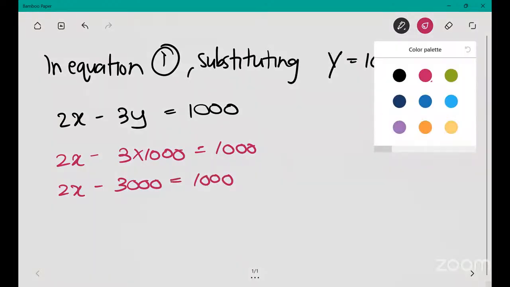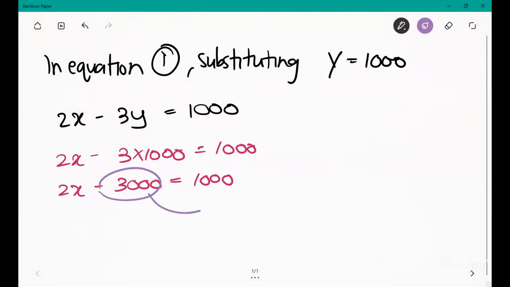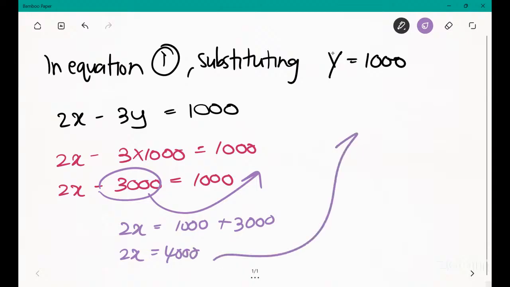So I'm going to take minus 3,000 to the other side. When you take minus to the other side, it becomes plus. 2x is equals to 1,000 plus 3,000. Then 2x is equals to 4,000. Then x is equals to 4,000 divided by 2. x is equals to 2,000.